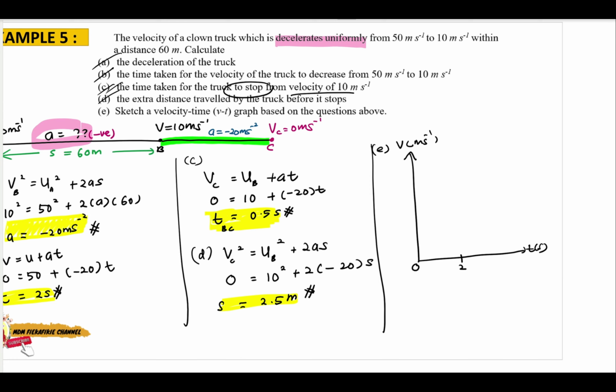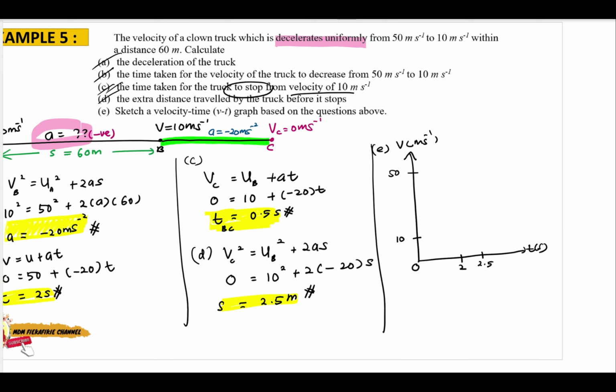And then from B to C, dia nak stop kan? So, dia nak stop. So, tambah lagi 0.5 second. So, ini contohnya 2.5 seconds lah. Macam tu. Kita tahu from A to B, 2 seconds. And then from B to C, it takes about 0.5 second. That's mean here 2.5. Okay. And then the velocity, it starts with 50 meter. And then it will decrease to 10. And then the last one, 0.